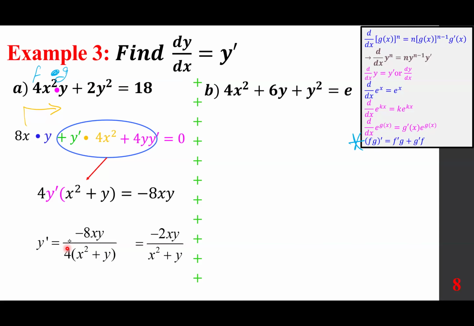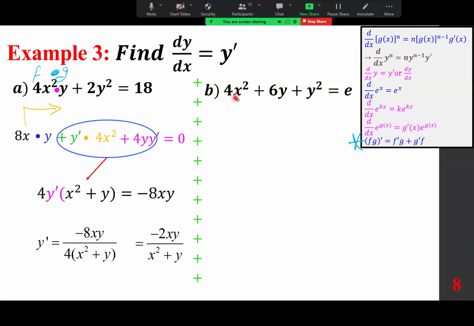We are going to differentiate this term by term. 4x squared plus 6y plus y squared equals e. 4x squared, the derivative is 8x. 6y, 6y prime, or 6 dy/dx. Y squared, 2y y prime. E is a number. Any number, its derivative is 0.